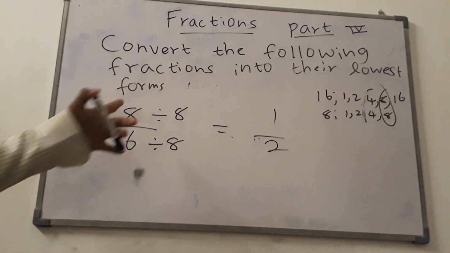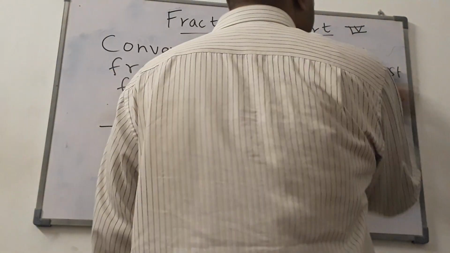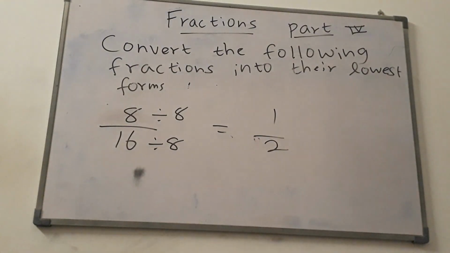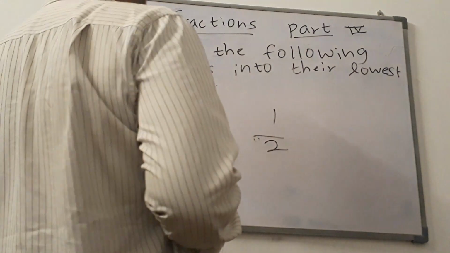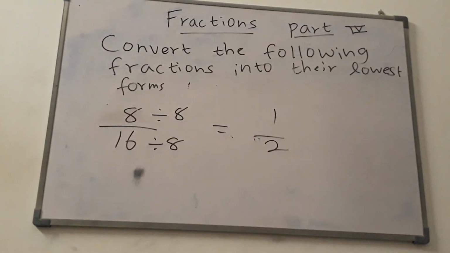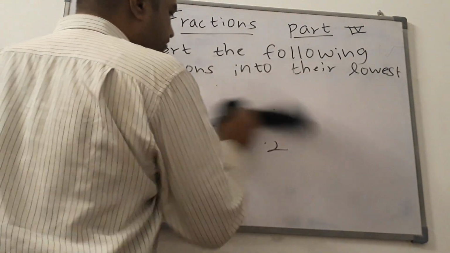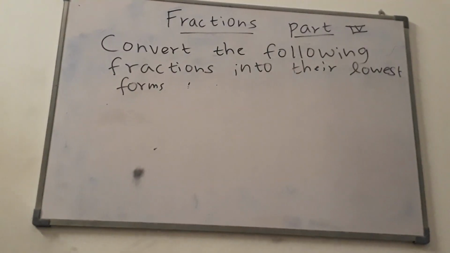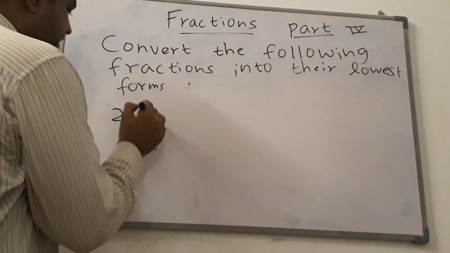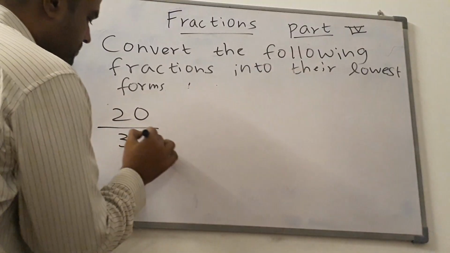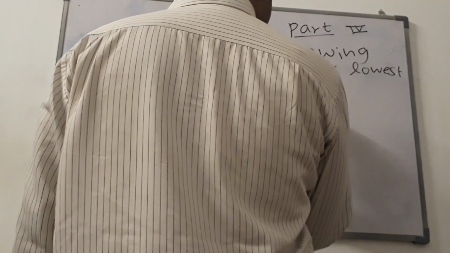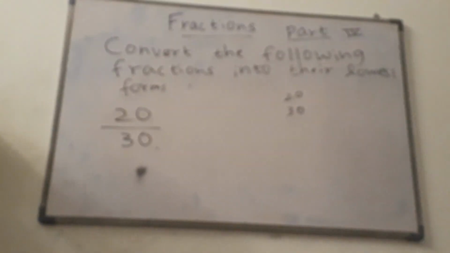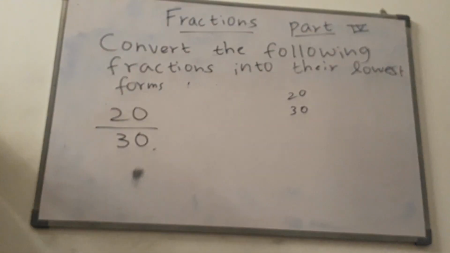Okay. So we have divided both numerator and denominator by 8 to get its lowest form. So it is half. Suppose a fraction like this: 20 over 30. There are a couple of common factors of 20 and 30. But there's an easier way to get the lowest form.